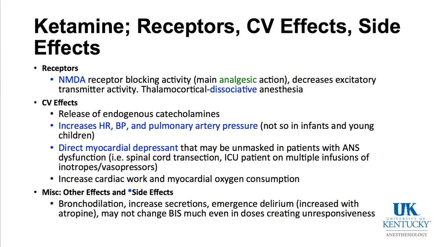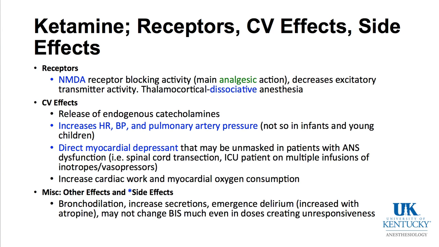What about ketamine next? The receptor that ketamine acts on is the NMDA receptor. It blocks it. That's its main analgesic action. And it dissociates the thalamus from the cortex, called dissociative anesthesia. The cardiovascular effects are a release of endogenous catecholamines, such that as your catecholamines go up, your blood pressure, your heart rate, and vasoconstriction of your pulmonary artery occurs in adults, not so much in kids, and the blood pressure usually goes up, as does heart rate.